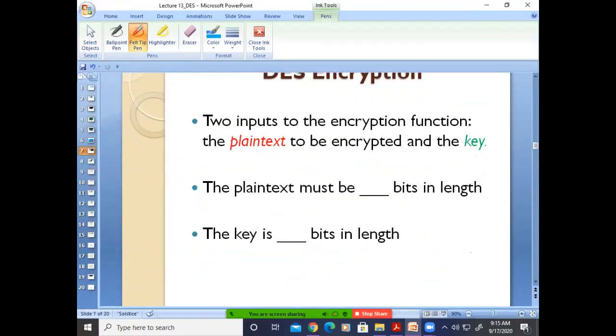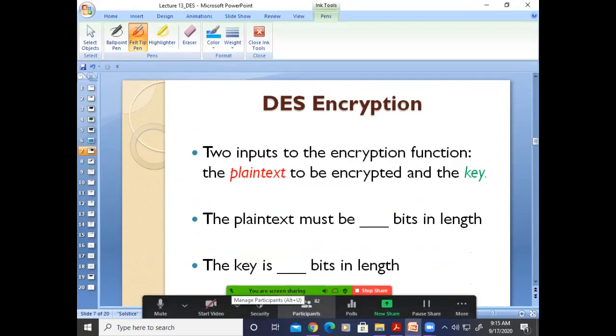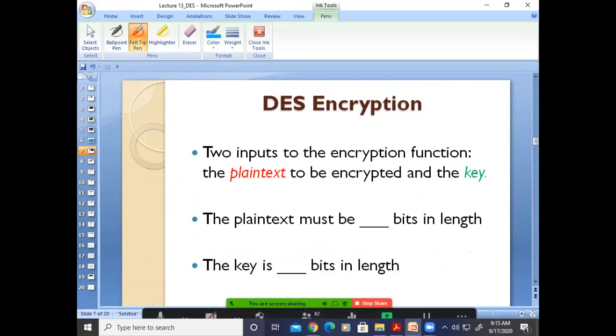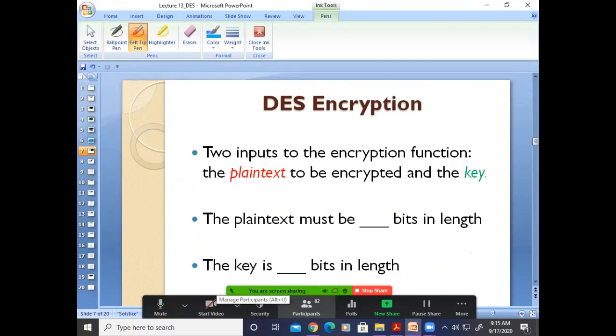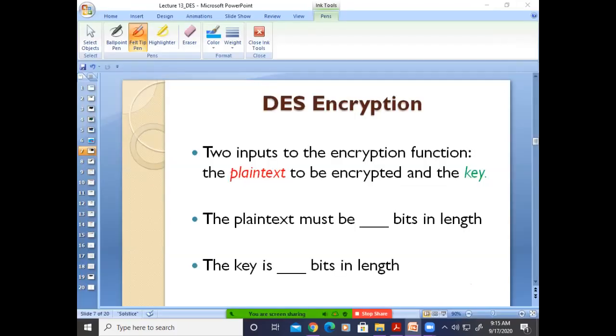Now we will see the DES encryption. What are the steps, what is the block diagram, etc. We need to be careful here. There is a big block diagram and I will try to explain each block, what is happening. Are you with me? Please respond. Yes, sir.